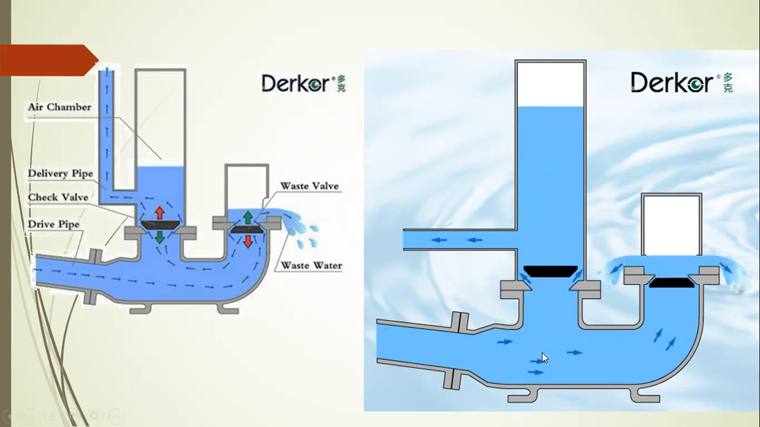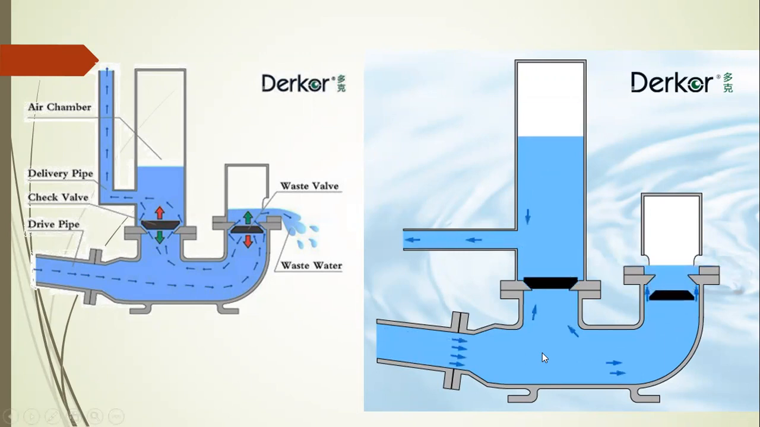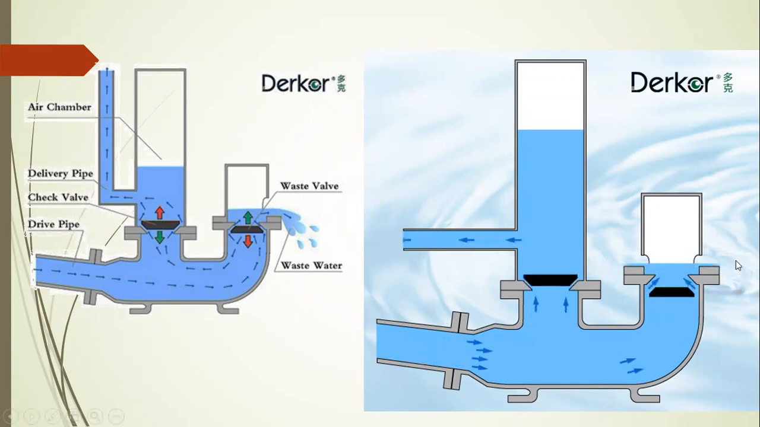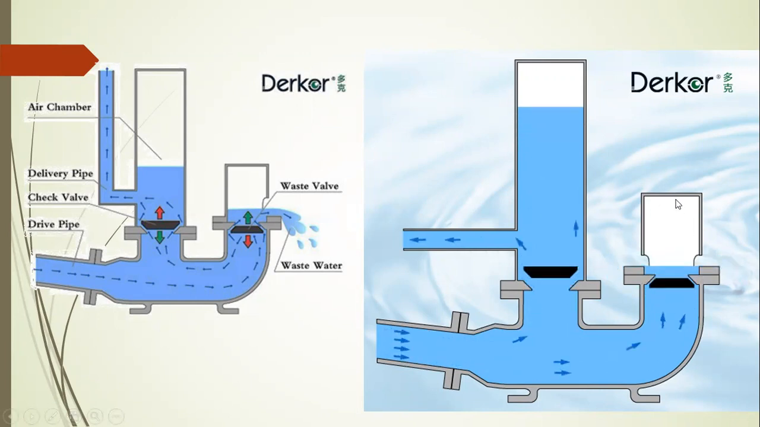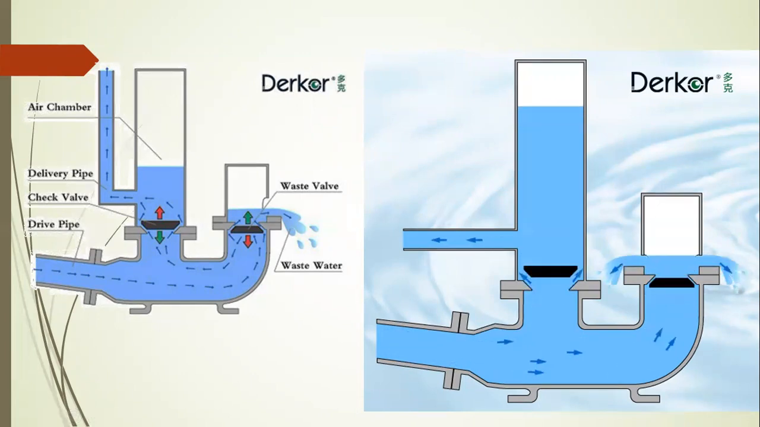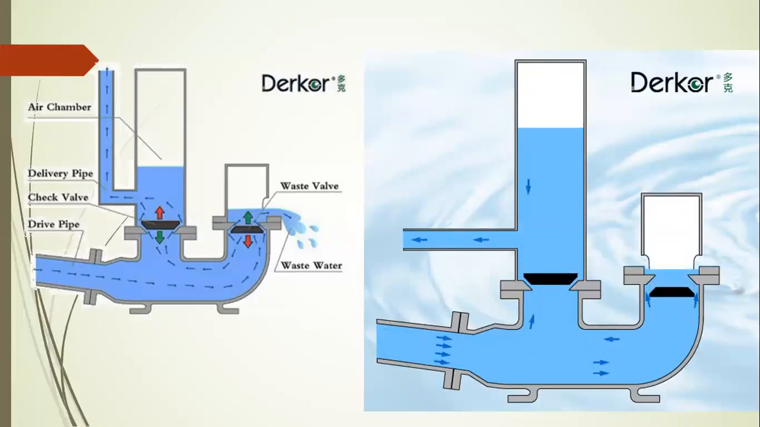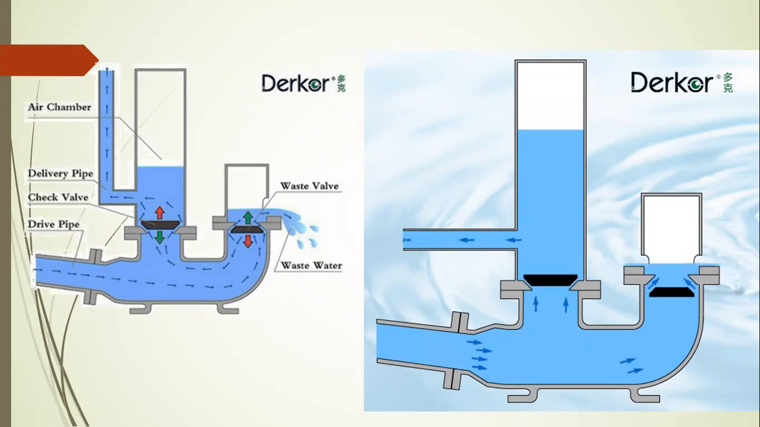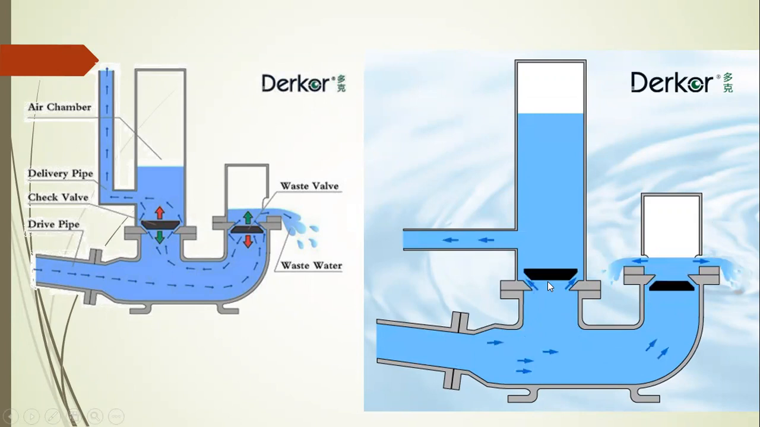Whenever the pressure is higher, the excess water exits from this waste valve, but this waste valve is not commonly active. Whenever the pressure goes higher than the critical level, only then does it work. Otherwise, this waste valve is always in a closed condition, not in an active condition. This check valve, or air chamber valve, is continuously active.